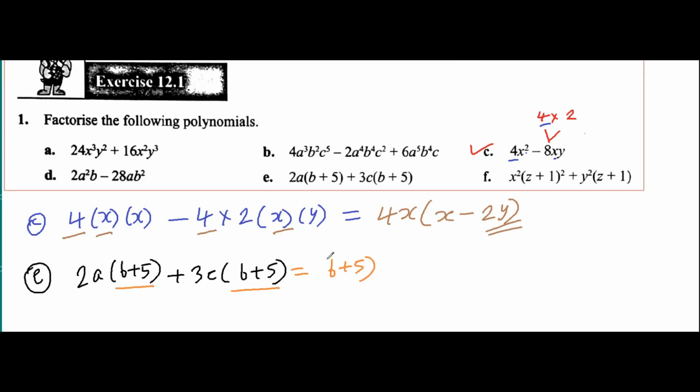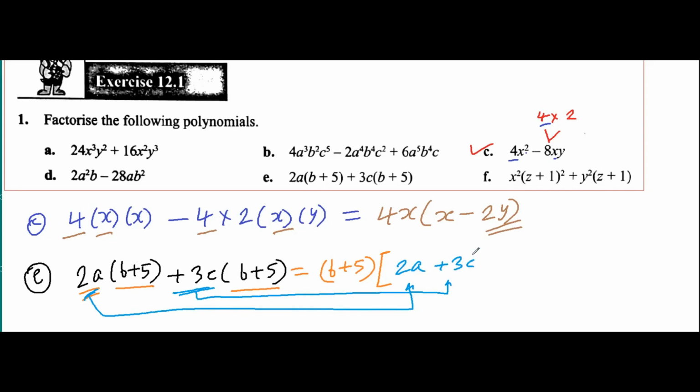So this b plus 5 I have taken common. Within bracket what I'll get, this 2a. So this 2a, whatever is remaining, will come here. This plus 3c will come as it is here, plus 3c. So this is the answer. This is a factor of this polynomial.